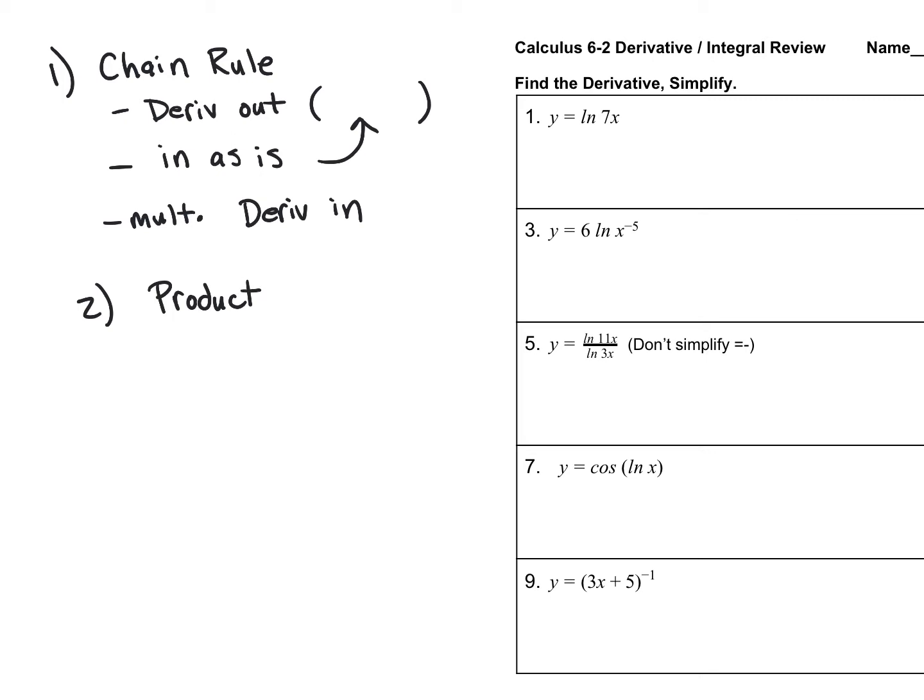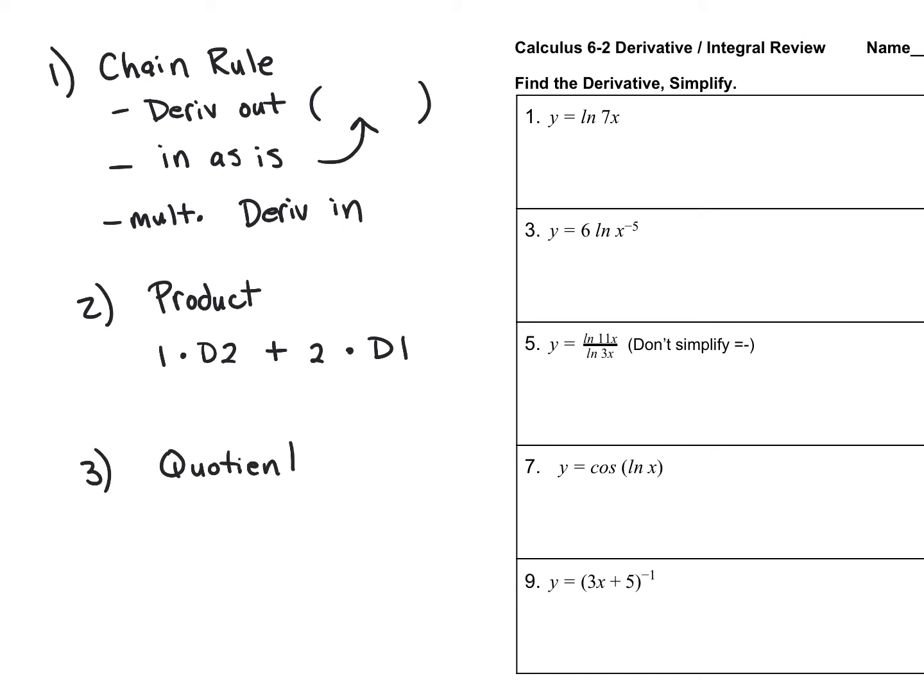The second rule that we need to remember is the product rule. That is used when you take the derivative of a function that consists of 2 separate functions multiplied together. So you remember the little song. The derivative of a product is 1 d2 plus 2 d1. The first function times the derivative of the second plus the second function as is times the derivative of the first.